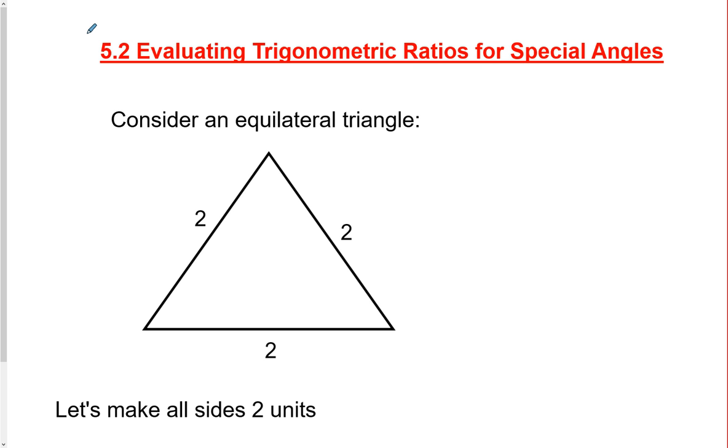Okay, so here we go. This is section 5.2 in your textbook, evaluating trigonometric ratios for special angles.